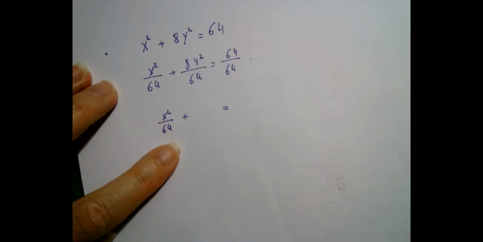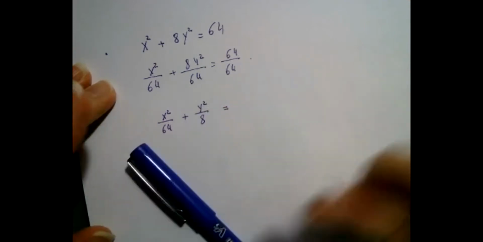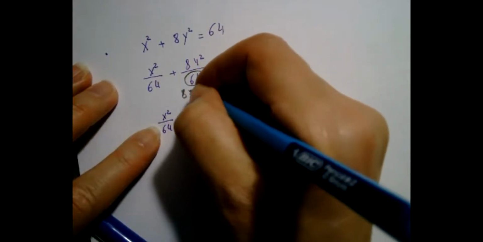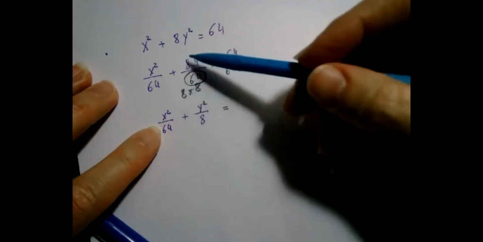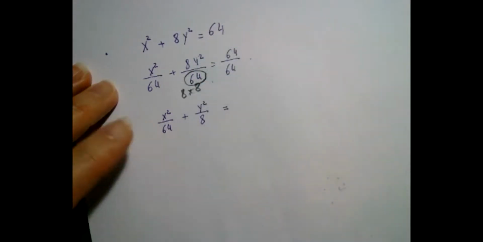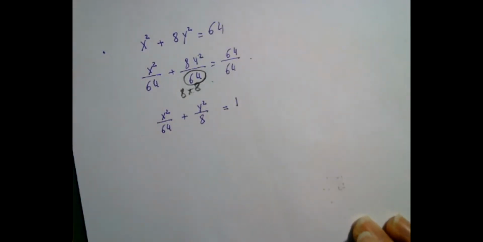And then 8y squared turns into y squared over 8. Is she right? Definitely so, because 64 is 8 times 8. Okay, so 8 is a common factor. I'm going to simplify by it, and then this is 1. Absolutely. Okay, now what's the a and what's the b?